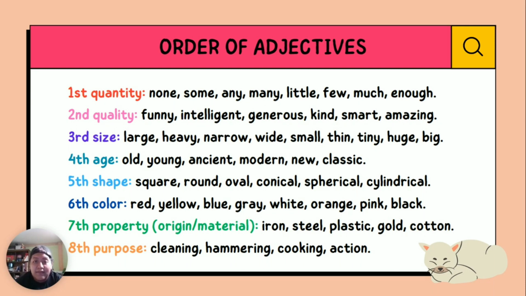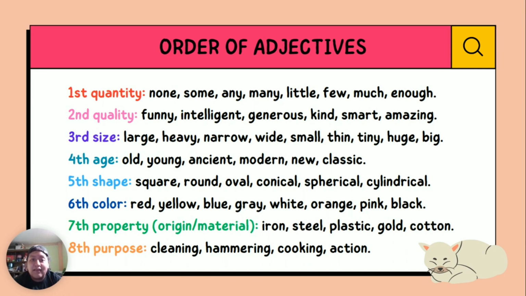The fifth category is the shape: square, round, oval, conical, spherical, cylindrical, and more. The sixth category is the color. For example, red, yellow, blue, gray, white, orange, pink, black, and more.